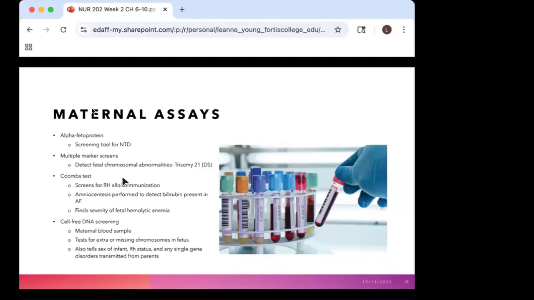And then we also have cell-free DNA screening. Again, this is a maternal blood sample, and it tests for extra or missing chromosomes in the fetus, and it will tell you the sex of the infant, Rh status, and any single gene disorders transmitted from parents. So in that 10-week carrier screening, moms can opt to know the gender of the fetus with that blood draw as well.